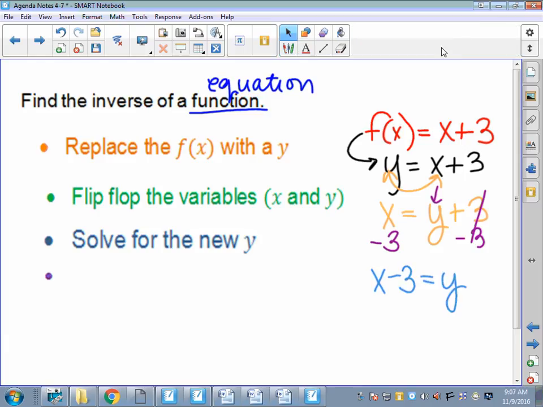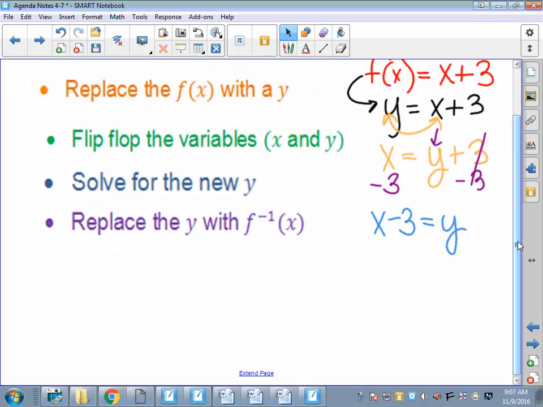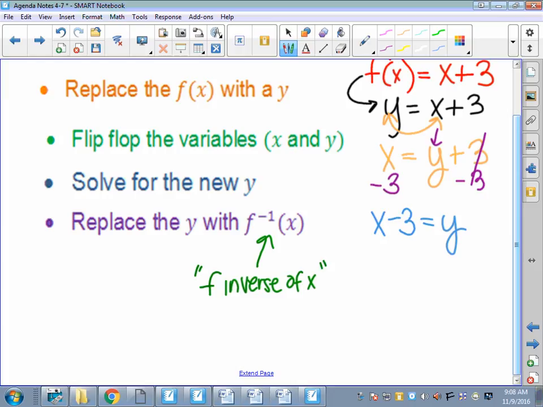And the very last step, this is the fancy part. For our final answer, we're going to replace that new y that we just solved for with f inverse of x. So that f to the negative 1 power, you say it as f inverse of x. And remember, the x just says what the variable is that we're using. So if I switch this to an f inverse, I'm going to just write it first. I'm going to say f inverse of x for this example equals x minus 3.